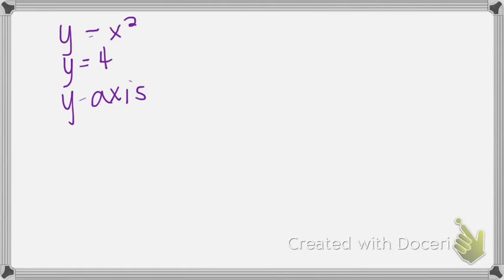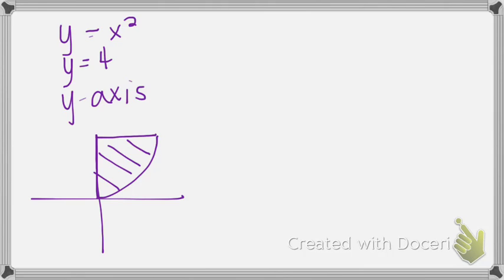If you're confused by the graphs that I was showing you, that's okay. You don't have to do that every time. I just thought for some of you that you would like to see that 3D animation there. So here's x squared, here's y equals 4, here's the y-axis. So this is the part that we're looking at.